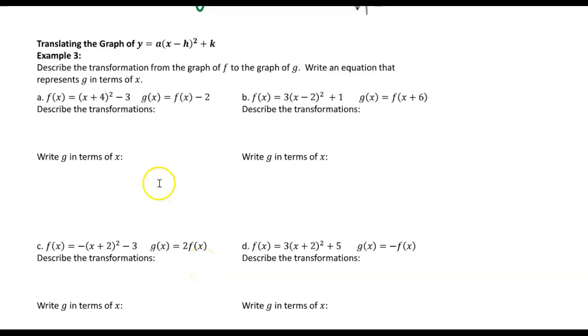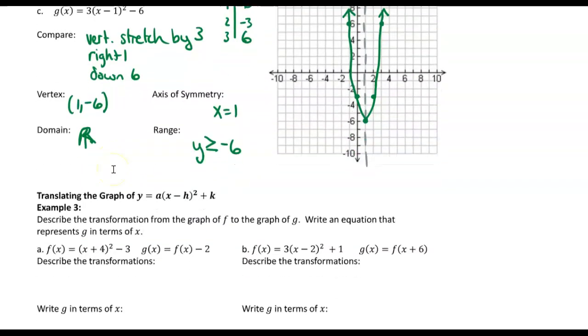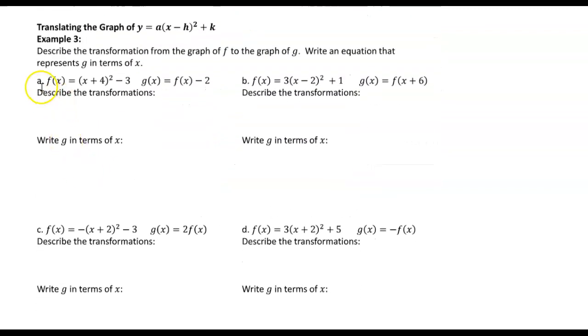Okay, on this example, we're translating a graph from F to G. So the difference is, on the previous examples, we were translating it from x squared, the parent function, to the new function. But what's different here is we're starting at f of x, which is an already transformed function. Like this one already has gone left 4 and down 3. But we're not talking about what happened to this. We're talking that this is the original, and we want to know what's going on right here. So we are only discussing this, and this is written in function notation.